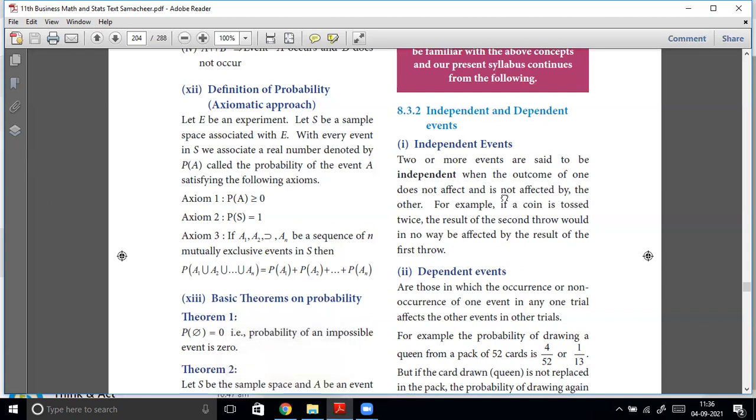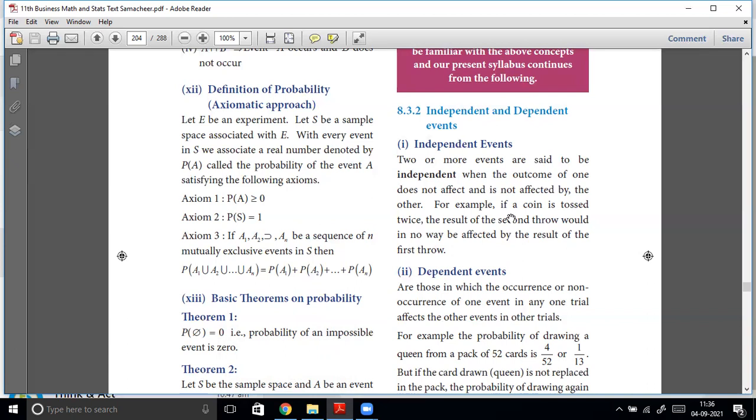two or more independent events. Okay, A is one event. A is the event of tossing a coin. You will get heads or tails. Then B is another event of tossing the same coin also. You will get heads or tails. Now, if in A you got heads, it doesn't depend on whether you will get heads or tails in B. Nothing to do. That first event has nothing to do with the second event. That is what independent events are.